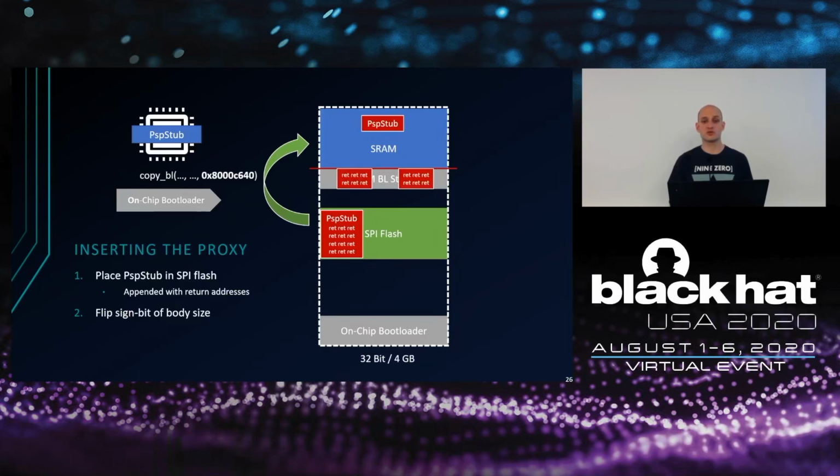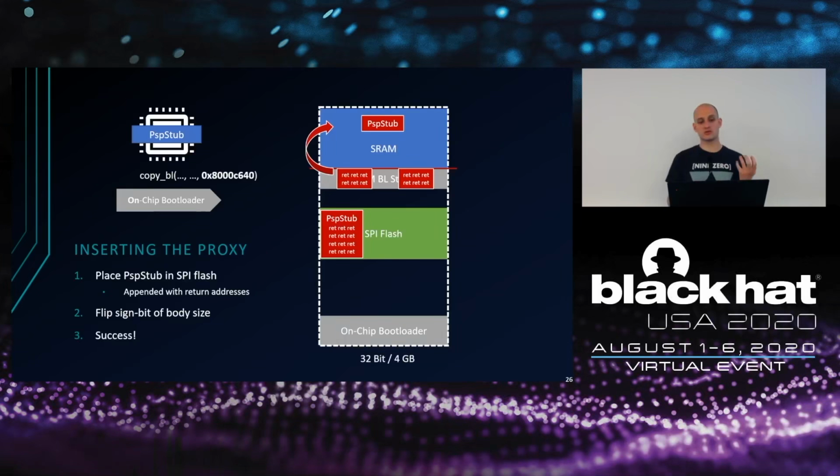So in the end, our stub is copied into the SRAM. The return addresses, or the whole stack of the on-chip bootloader, is replaced with our return addresses, which then point to our PSP stub. And as soon as the copy operation inside the on-chip bootloader returns, we execute our stub immediately. And this all happens before any signature is validated. So the fact that we cannot create a valid signature for the PSP stub doesn't really matter at all.